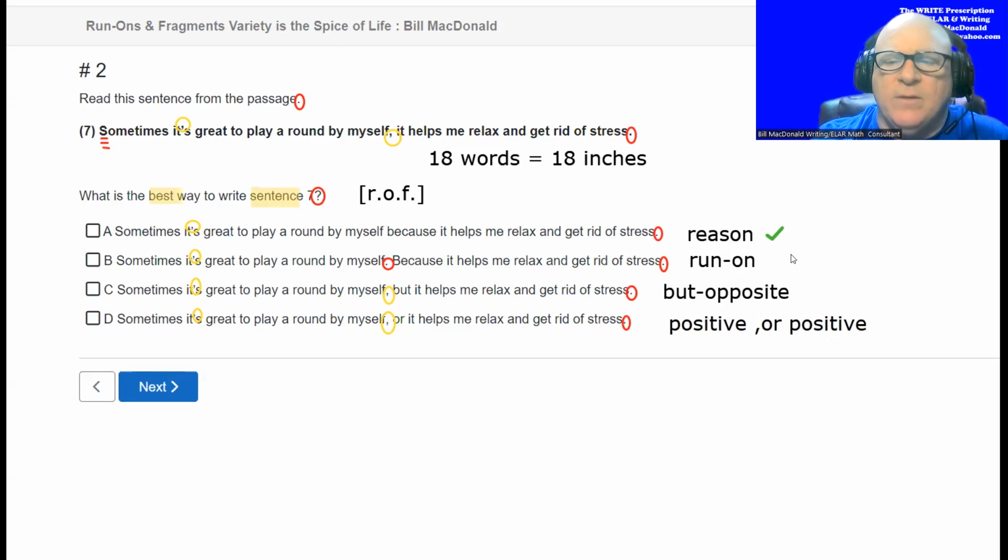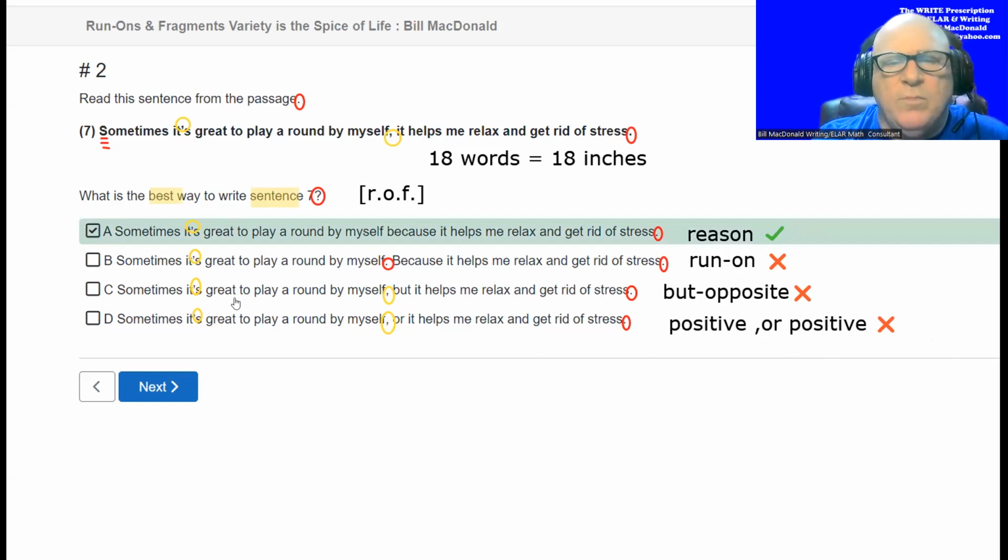So we would probably say, let's get rid of B because it's a run-on. Let's get rid of C because it's not an opposite statement. And let's get rid of D because we can see here that these are two positive things. So the one that we would end up selecting, with my mouse in my test, letter A, would be the correct one. So that's what it would look like. I did this question beforehand, and I took a screenshot, so you'll see this on the video.